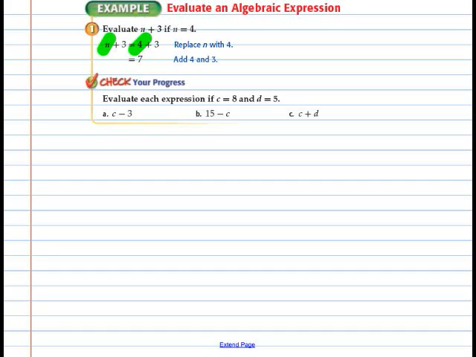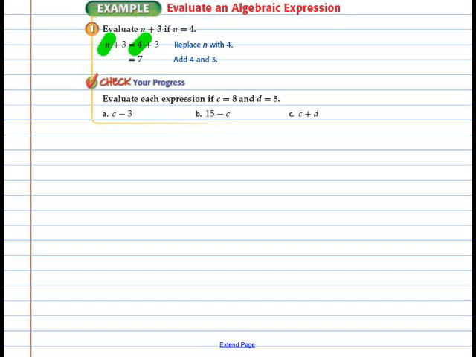Evaluate n plus 3 if n equals 4. What we do in this case is we take the algebraic expression n plus 3, replace the variable with the number, changing from algebraic to numerical, and then we simply add the two numbers together. The value of the expression n plus 3 when n equals 4 is 7.